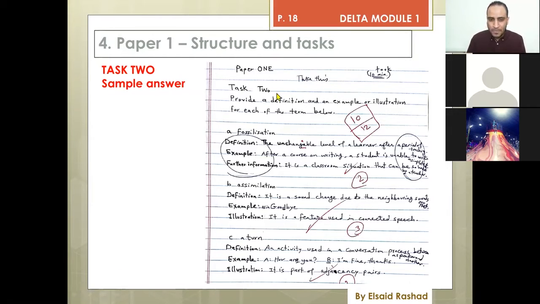That's it, okay? So 1, fossilization, I gave the definition and then I gave an example, and they say if you think you can write something more about the definition, you can add a 3rd point, which is further information. All right? So the definition, this is a must, 2 marks. The example, 1 mark. And if you think you have something relevant, something more to write about the definition, you can just add this further information. All right? So in this question, I got 10 out of 12.